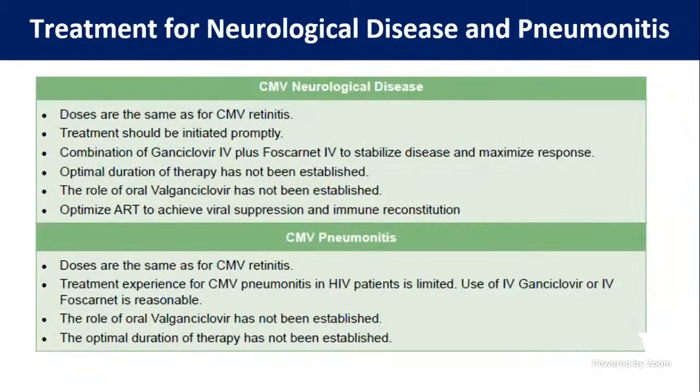For other neurological disease and pneumonitis, the treatment doses are the same as those for retinitis. However, you must rule out all other causes. But remember, in patients with other forms of disease like neurological disease, pneumonitis, or disseminated disease, the exact recommended duration of treatment is not very clear, and you have to go case by case to see what has to be done in these patients.